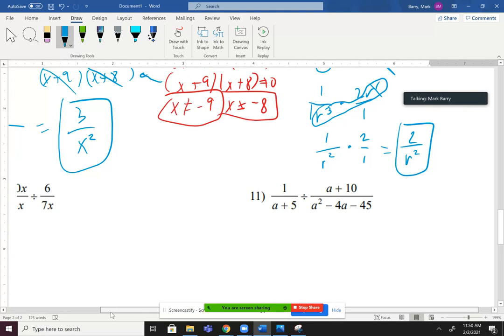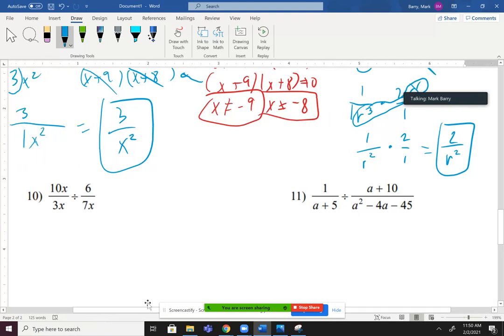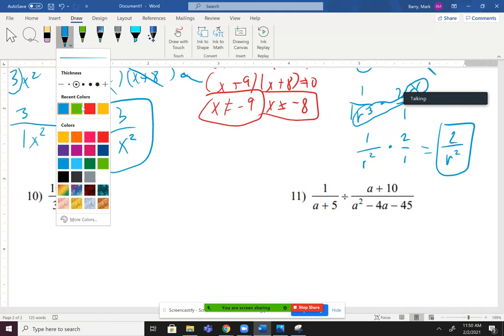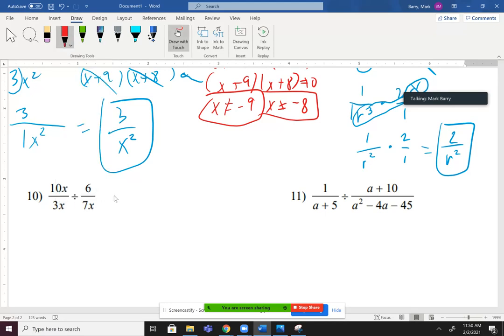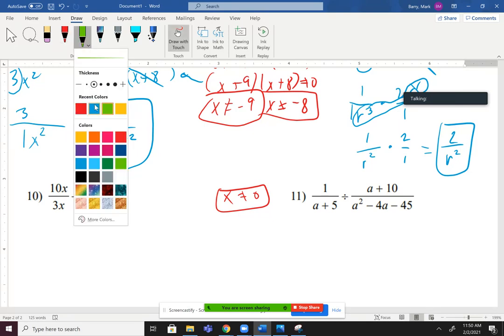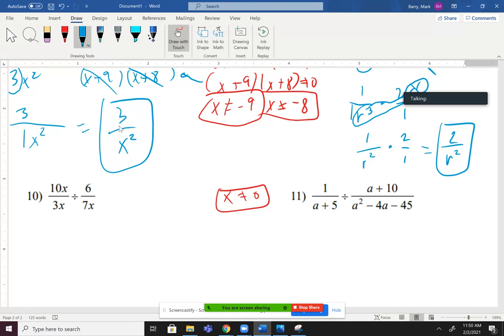All right, let's head over to number 10. We'll start off with our excluded values. Once again, we have variables in the denominator on both of these with no adding or subtracting. So that always tells me x cannot equal 0. So I'm just going to use my shortcut there. Now to simplify this, my first step, remember, is going to be to flip the second fraction and then turn this into multiplication.